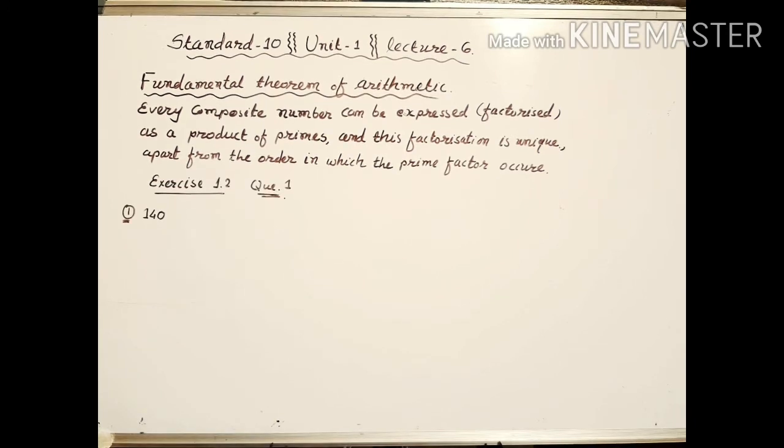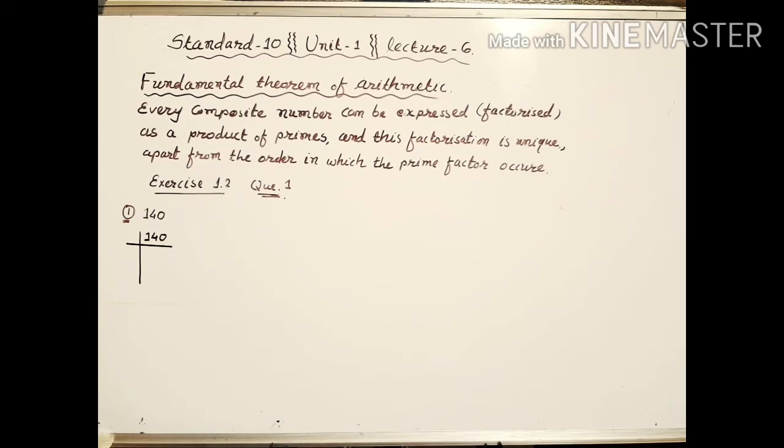Let us take exercise 1.2 question 1, and in question 1 there are 3 sums we are given to factorize, and one of them, the first one, is 140. So how shall we express it, and what is said in the instruction? Express each number as a product of prime factors. So let us make prime factors of 140.